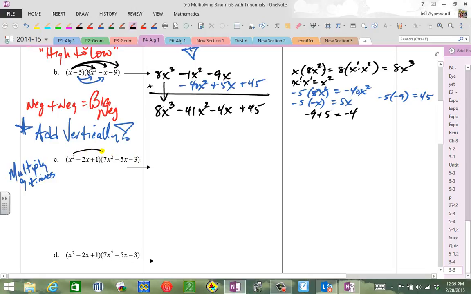First times first. So we've got x squared times 7x squared. So x squared times 7x squared, what's that? Well, it's 7 times x squared times x squared. X squared times x squared is x to the 4th. So you get 7x to the 4th because you, again, add your exponents here.